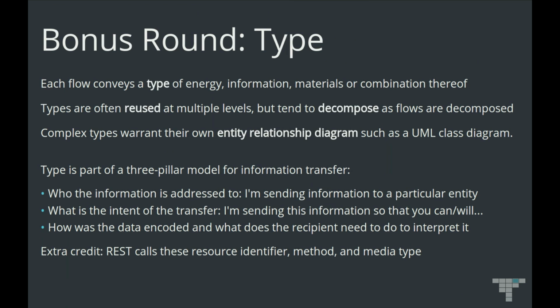We haven't really discussed it in the series yet, but each flow between a function and another function conveys a type of energy, information, materials, or combination thereof. Types are often reused at multiple levels, but tend to decompose as flows are decomposed. Complex types warrant their own entity relationship diagram, such as a UML class diagram.